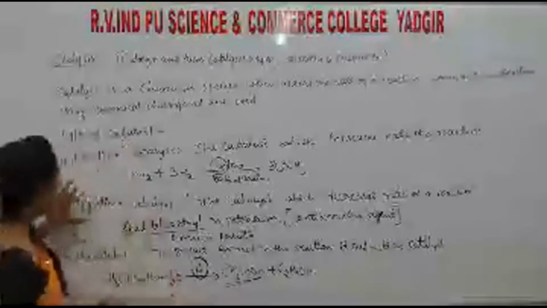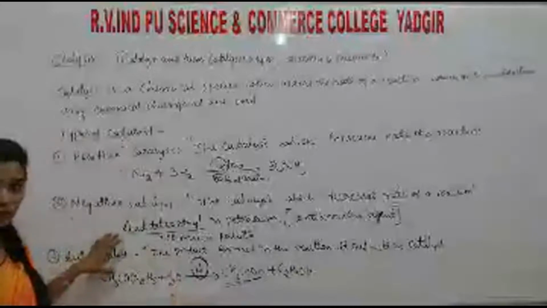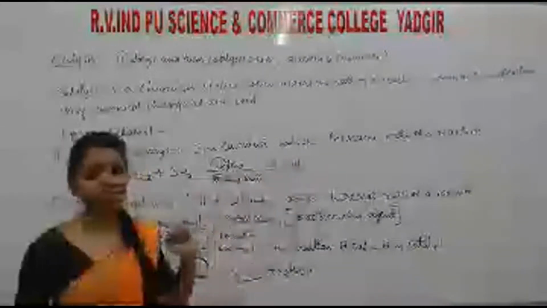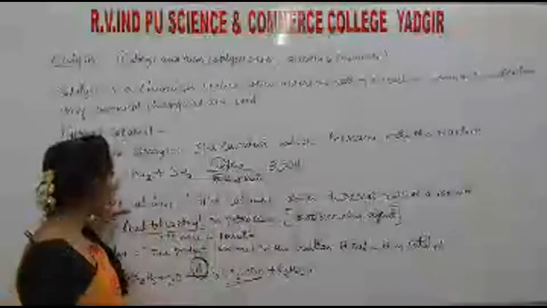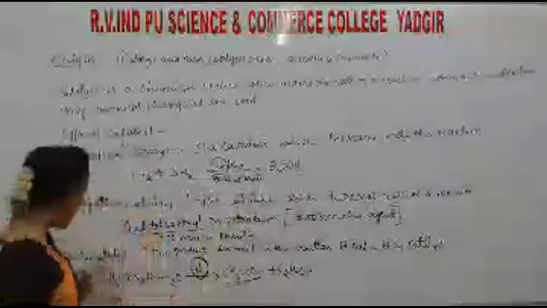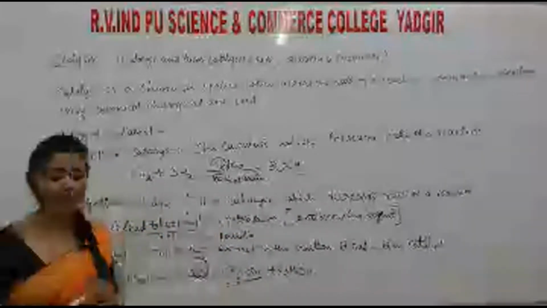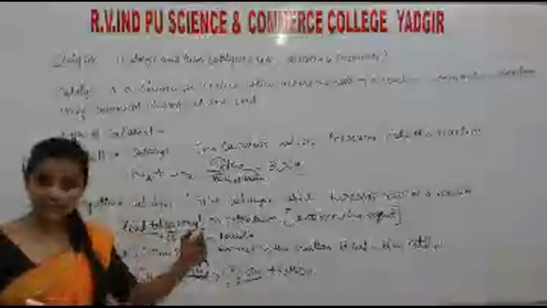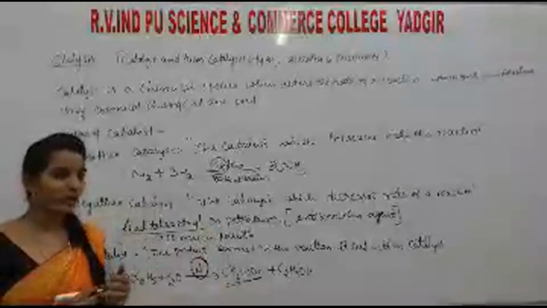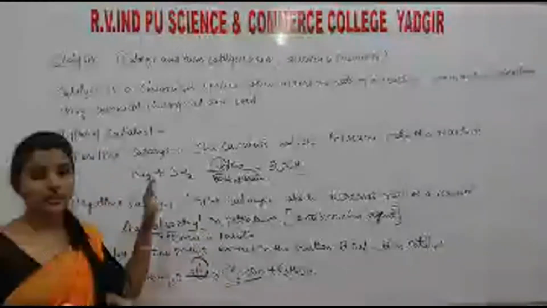So these are the types of catalyst: positive catalyst, negative catalyst, autocatalyst. Positive catalyst means the catalyst which increases the rate of a reaction. Negative catalyst means the catalyst which decreases the rate of a reaction. Autocatalyst means the product formed in the reaction itself acts as a catalyst, no matter whether it increases or decreases the rate of a reaction. Okay, so this is all about types of catalyst.